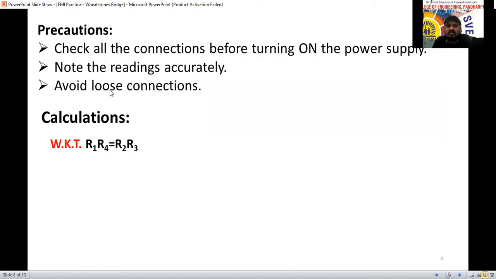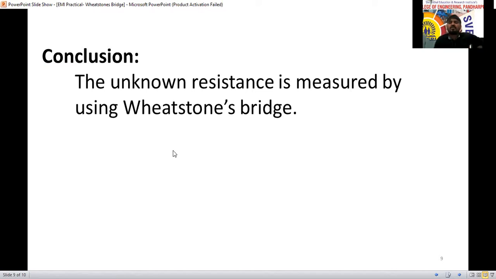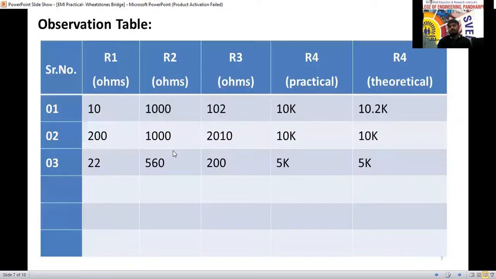Next, the precautions. We have to check all the connections before switching on the supply. Note all the readings accurately. Avoid loose connections. And for the calculation purpose, this is R1 R4 equal to R2 R3; this formula we are going to use. So after taking the readings, we can conclude that the unknown resistance is measured using the Wheatstone bridge.